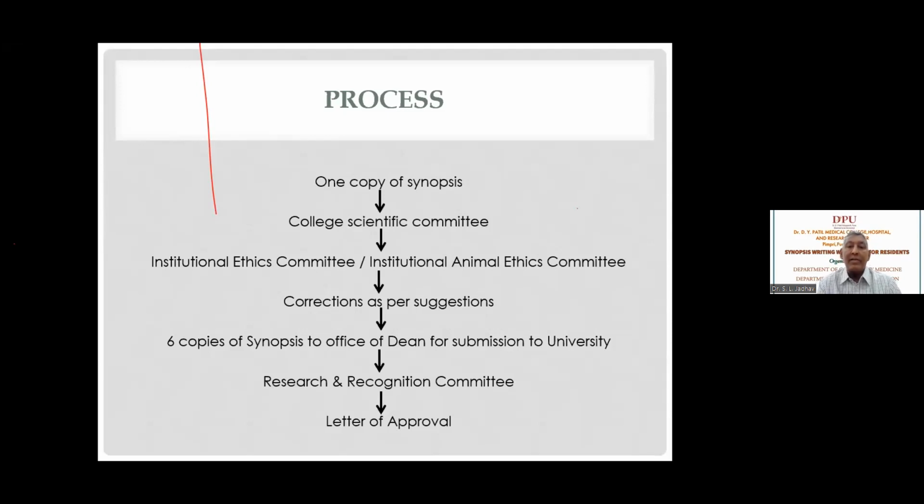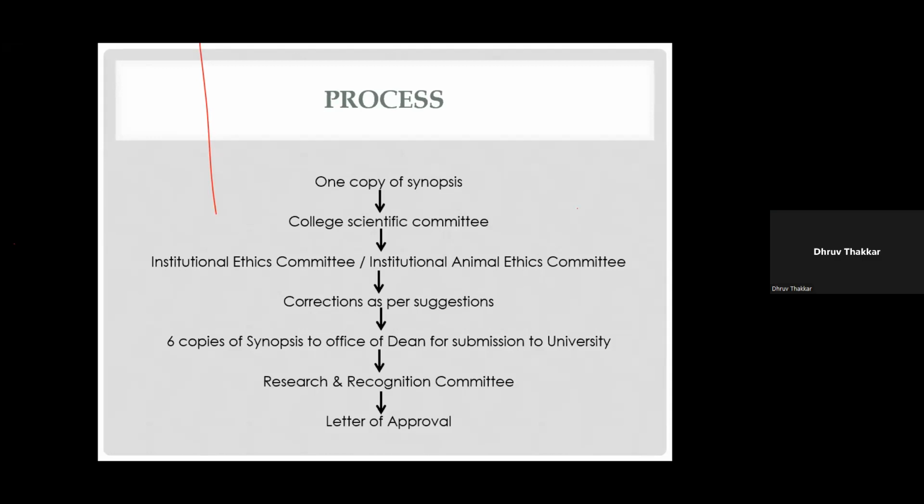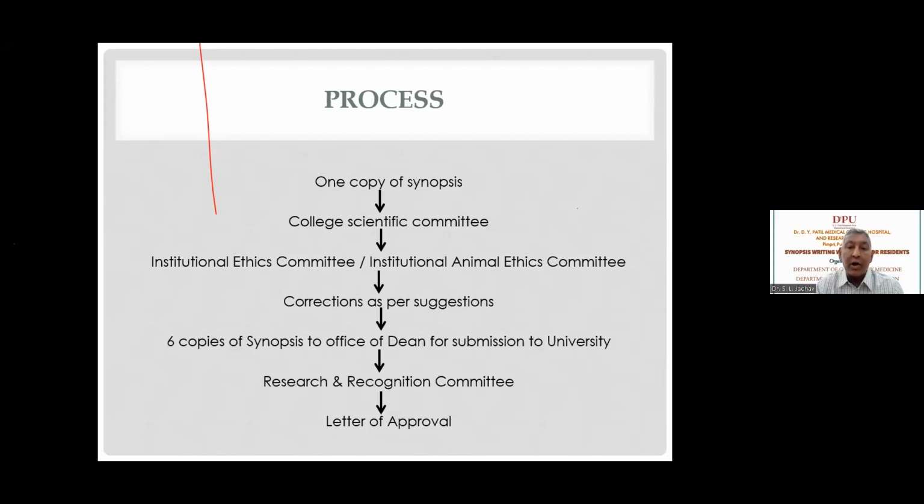And finally, when everything is done, and both the committees are satisfied, then 6 copies of the synopsis have to be submitted to the dean for further submission to the university. Then it goes to the R&R committee, research and recognition. Once they approve your topic, you will officially get a letter from the Vidyapith stating that this is the title of your dissertation and it is approved. Please make sure that later on when you type your dissertation, whatever wording has been approved in your letter of approval, do not change later on. So the same words have to be there in the final title of your dissertation.